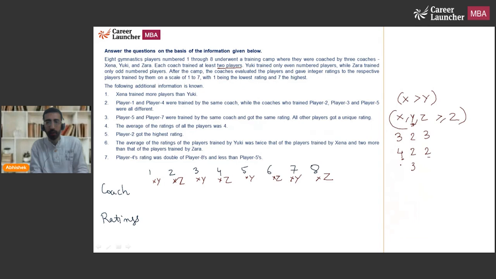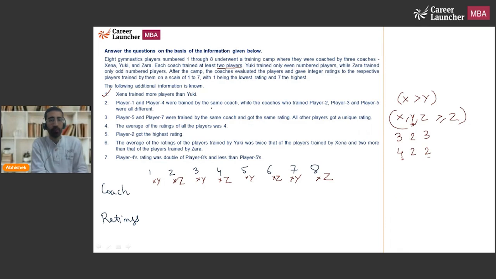Could Y have trained 3 players? No, because X has to be at least 4, and then Z would end up having just 1 player to train. That violates the given condition. So in terms of number of players, we have only 2 possibilities. I think it is useful to know these 2, the ones given here. And that means we move ahead and look at what the question was trying to say.